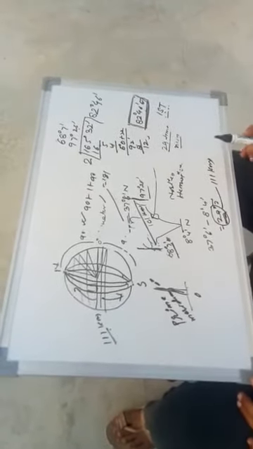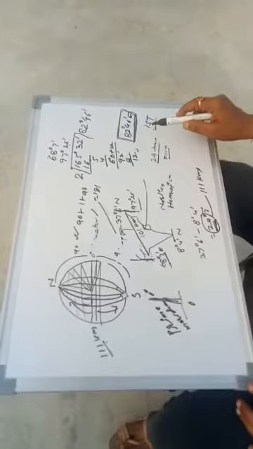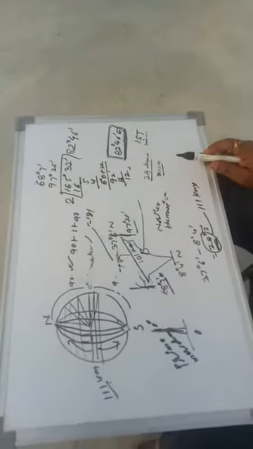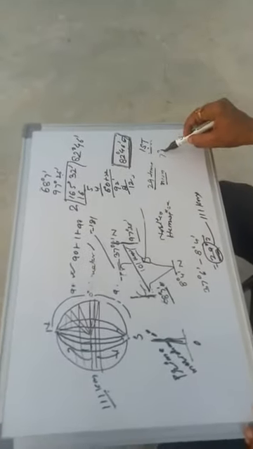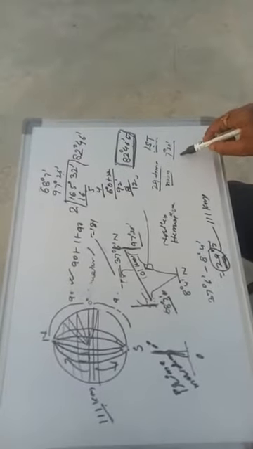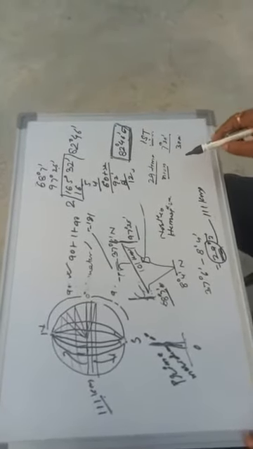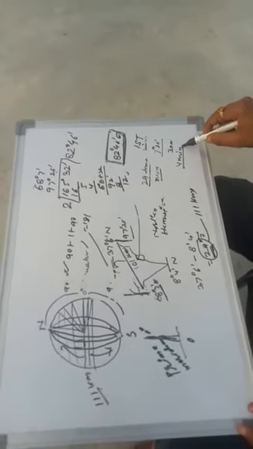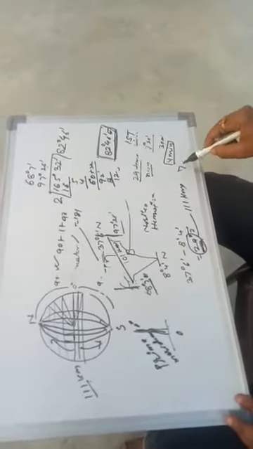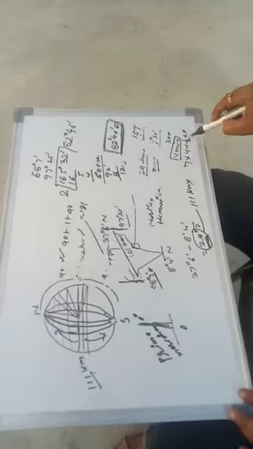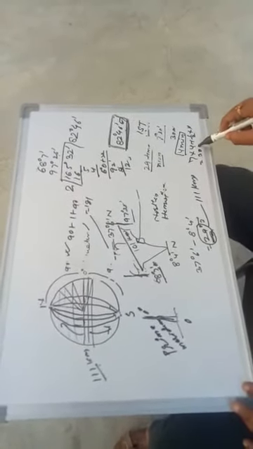But there is a reason that the time zone, or the standard time, must be divisible by 7 degrees 30 minutes, so that the time gap should be of 30 minutes, because the sun ray takes 4 minutes to cross 1 degree longitude. So 7 into 4 plus half into 4, it is 30 minutes.